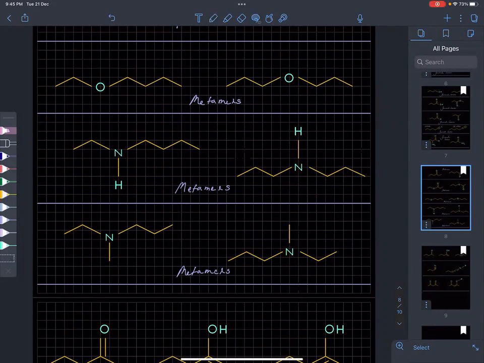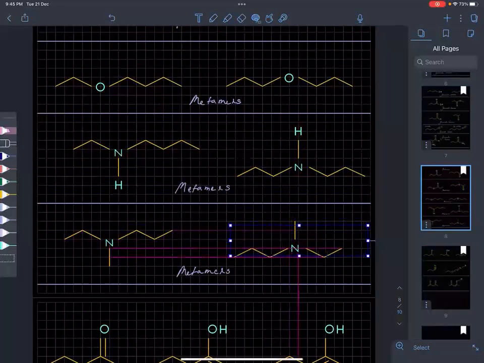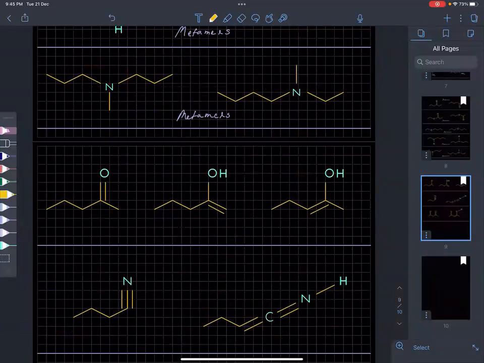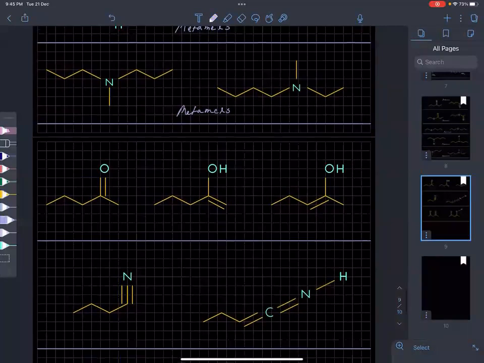Now these are metamers, right? In the one below, do you have a mistake? This one, right? So I'll add one here and I'll add one here. Now clear? Now correct, right? What about these? They are functional isomers, but a special kind of functional isomers.